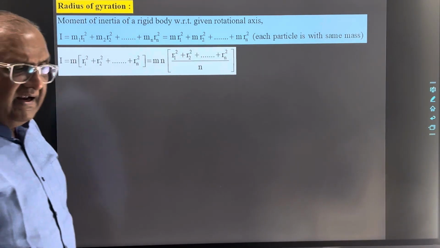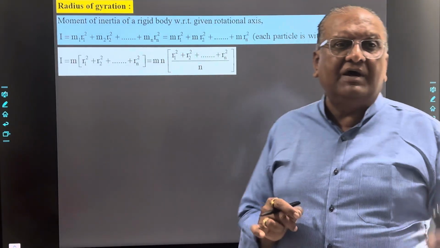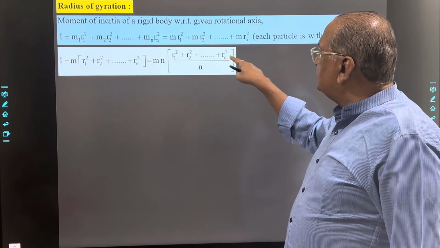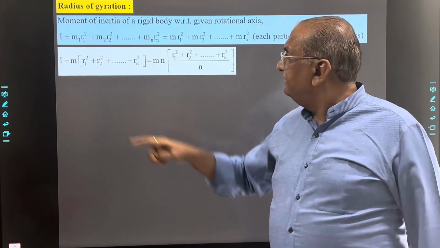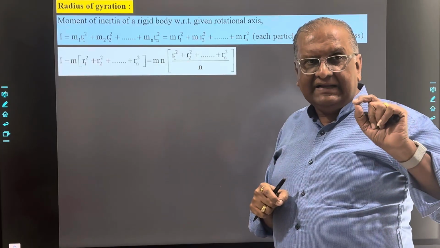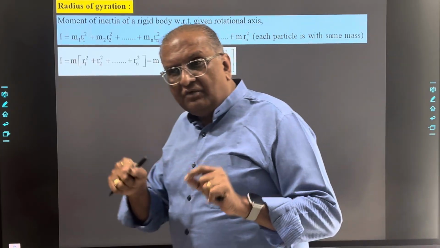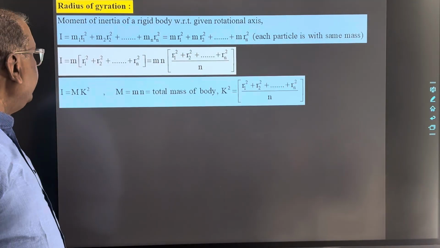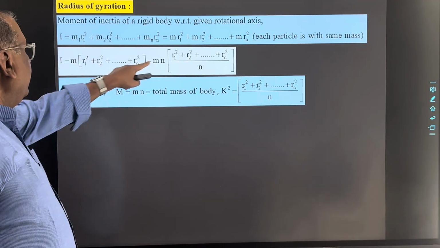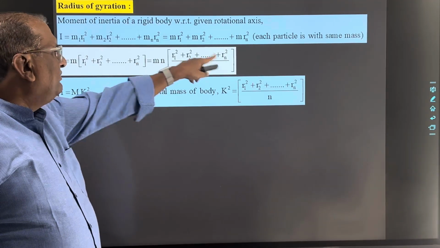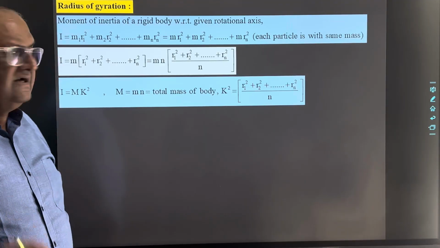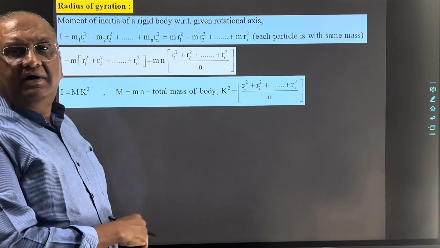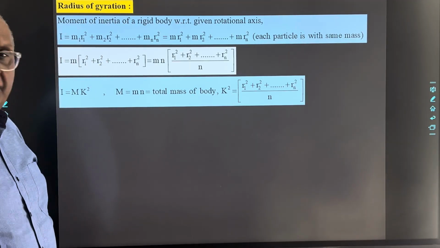Now here multiply and divide the equation by n, that is the number of constituent particles. So mn into (r1 square plus r2 square up to rn square) divided by n. Now m is the mass of one particle, n is the total number of constituent particles, so mn will give you the total mass of the body. So we can write here mn, that is total mass, and this bracketed term is represented as k square, that is nothing but the average of r square.